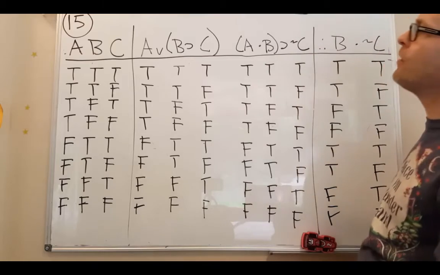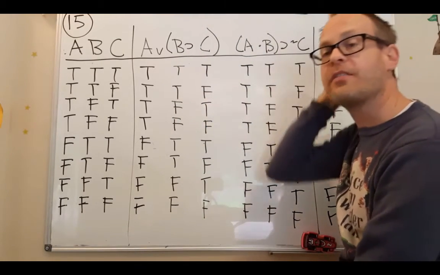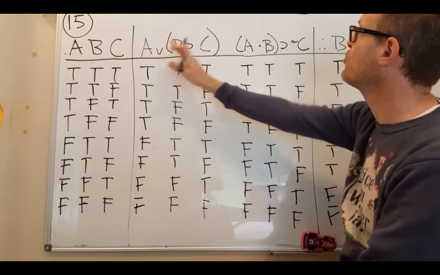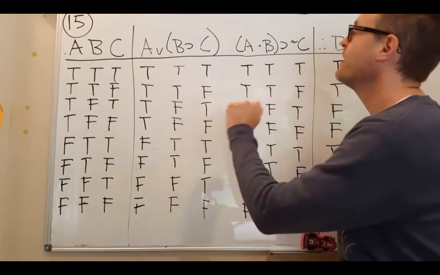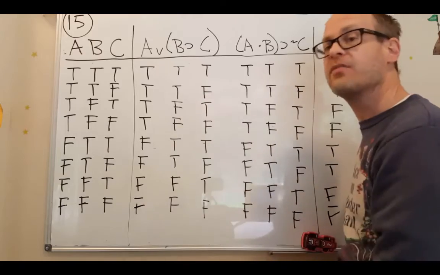Okay, we wrote over all of our values. Remember, we're going to look for a row. We're going to see whether or not this argument is valid. In other words, is there a row where we have a premise that is true, true, and then a conclusion that's false? If we find that, then we know the argument is not valid. If we don't find it, then the argument is valid.